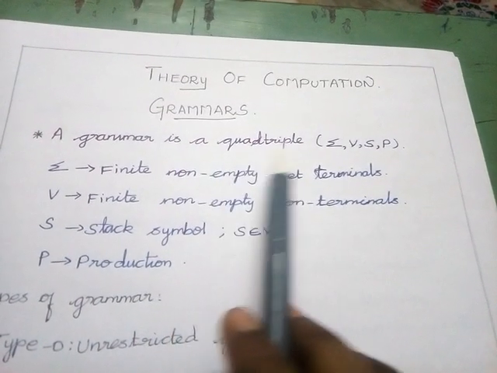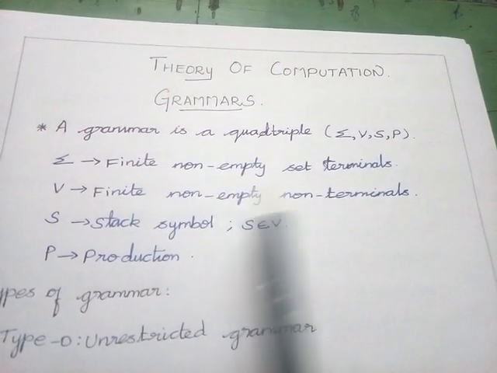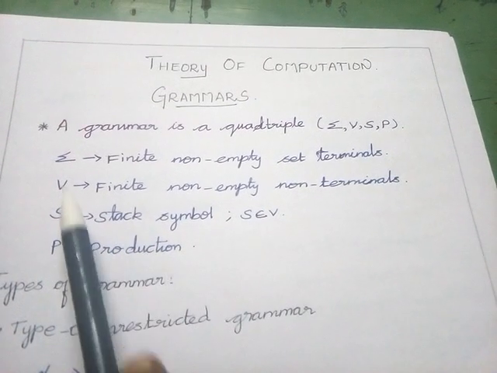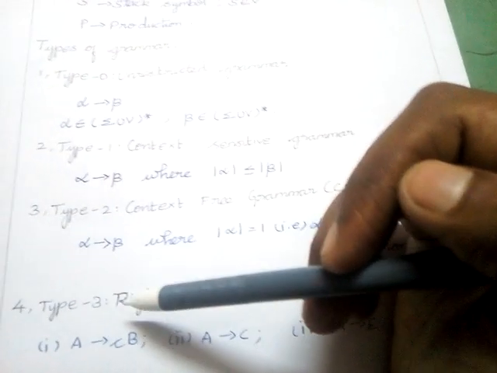Grammar consists of four tuples like Sigma, V, S and P, where Sigma is a finite non-empty set of terminals, V is a finite non-empty set of non-terminals, S is a start symbol that is an element of V, and P is the set of productions. There will be four types of grammars: type 0, type 1, type 2 and type 3 grammar.